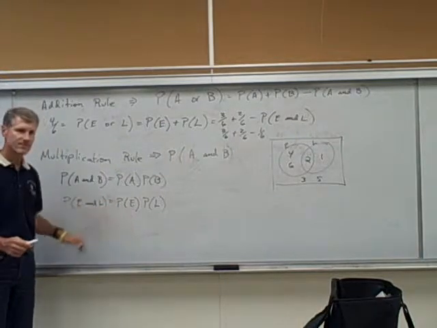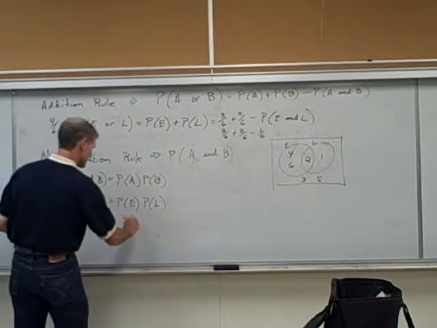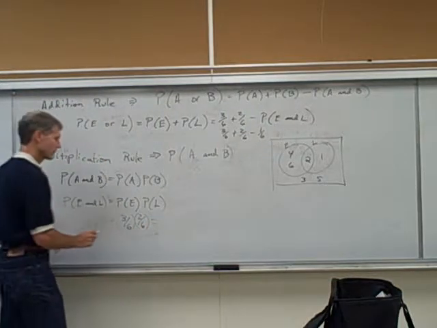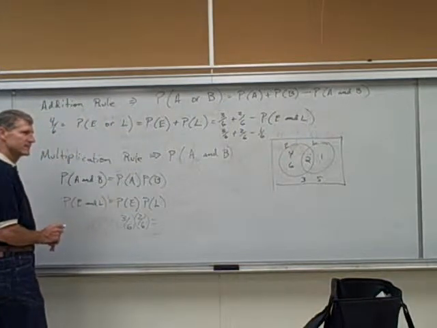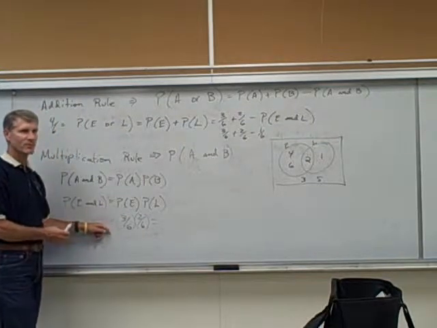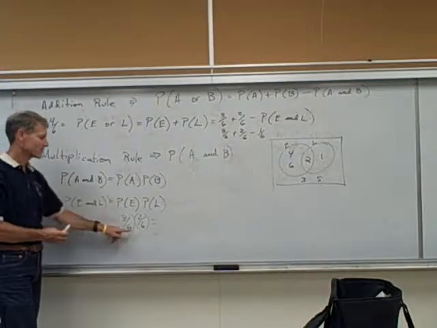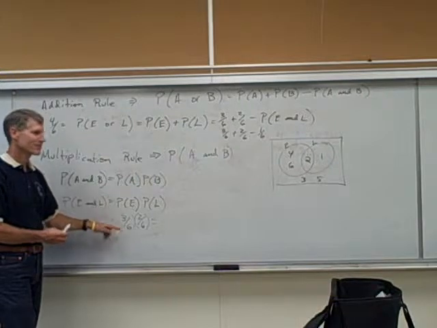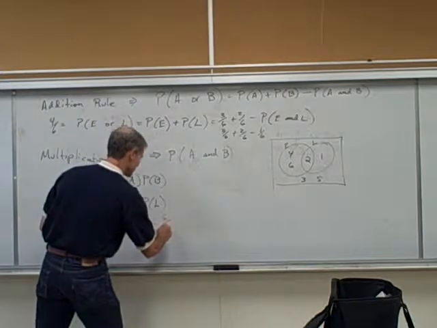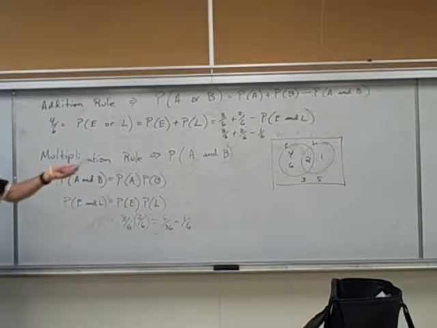What's the probability of E? 3 out of 6. Probability of L? 2 out of 6. When I multiply 3 out of 6 times 2 out of 6, I get 1. We get 1? No, if I multiply 3, 6 by 2, 6, I don't get the number 1. I get 6 over 36. You multiply fractions, you multiply the tops, you multiply the bottoms. So I get 6 out of 36, which reduces to 1 out of 6. Is that the right answer?